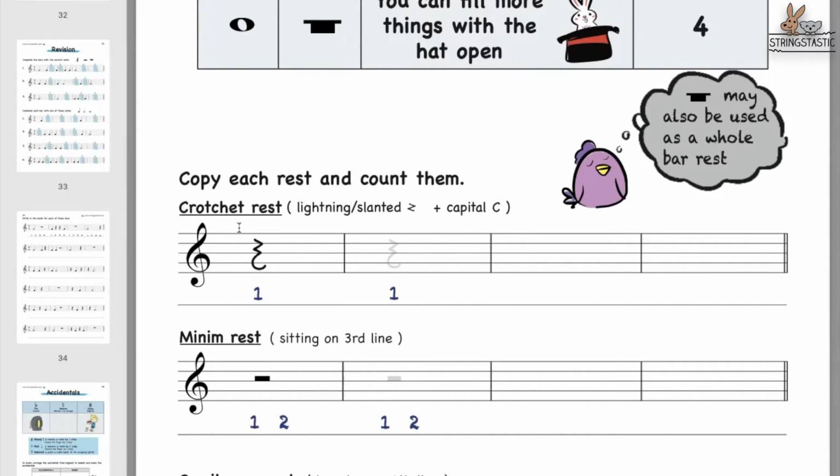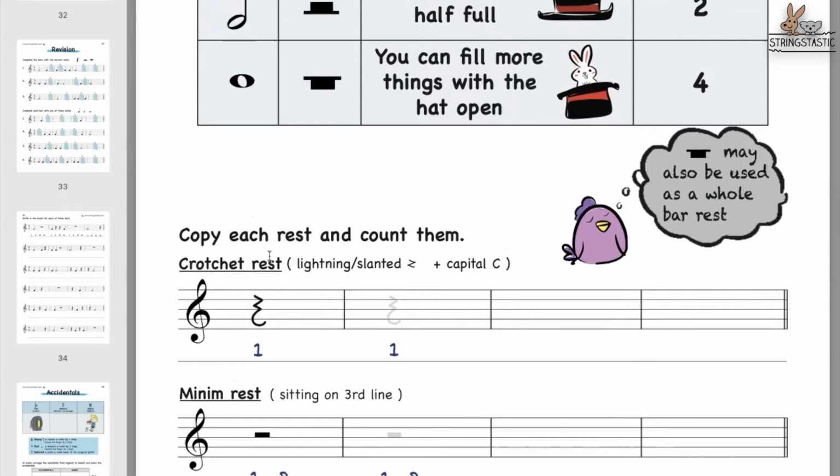So let's look at the quarter note rest or the crotchet rest. How I'll be explaining is this: when you draw the rest for this, draw it as a lightning plus C. It's like a Harry Potter lightning. So a slanted lightning plus a capital C, and that is how you draw that. So those are the basics, the 1 count, 2 counts, and the 4 count rest.